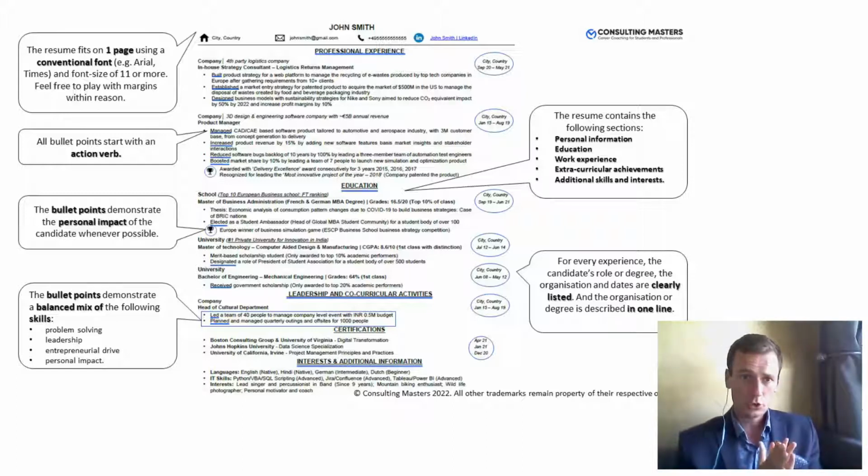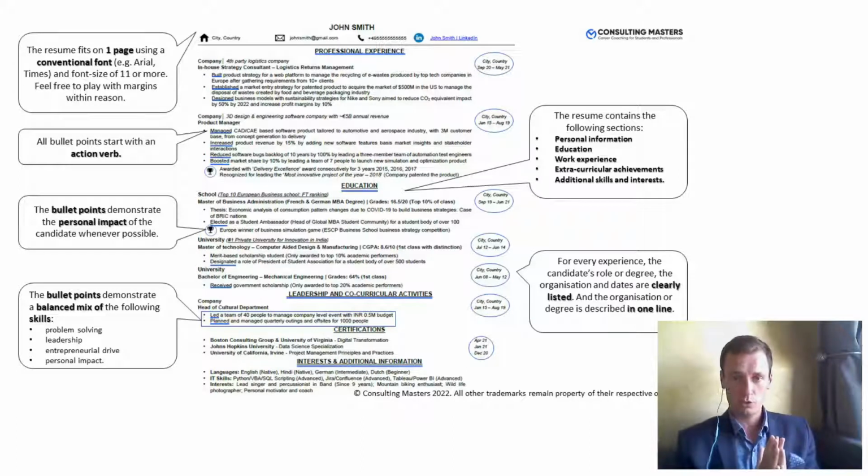And also try to make sure that each of your bullet points in your working experience highlights a balanced mix of the following skills: either your analytical skills or your problem-solving skills, leadership skills, entrepreneurial drive, or your client management skills, maybe stakeholder management, or some of your personal skills or interpersonal skills and personal impact.